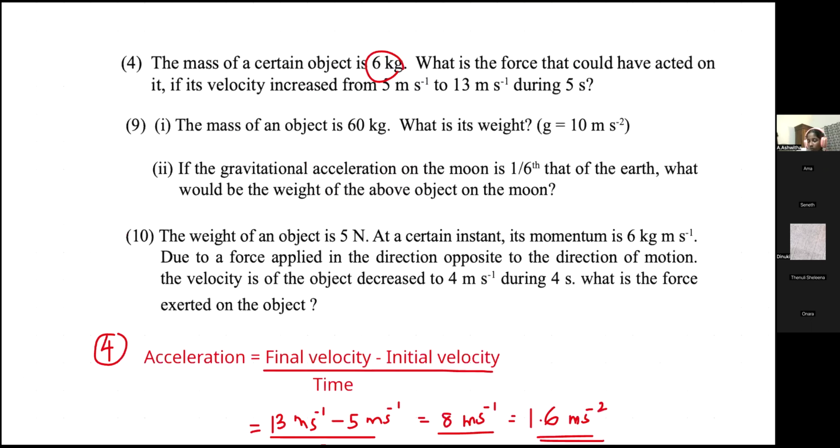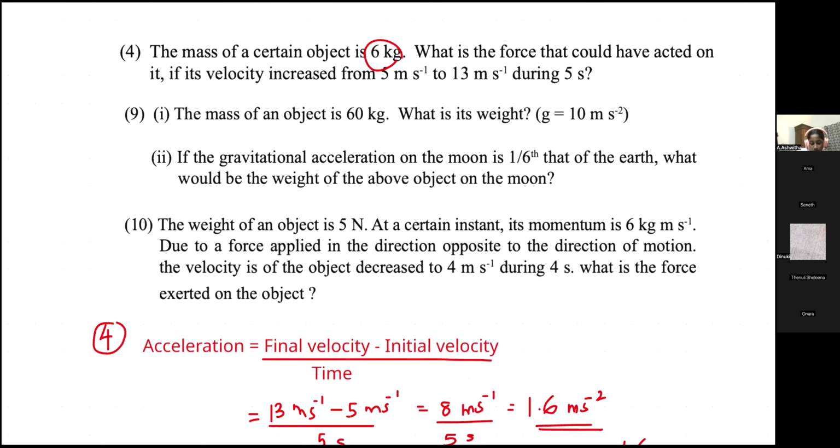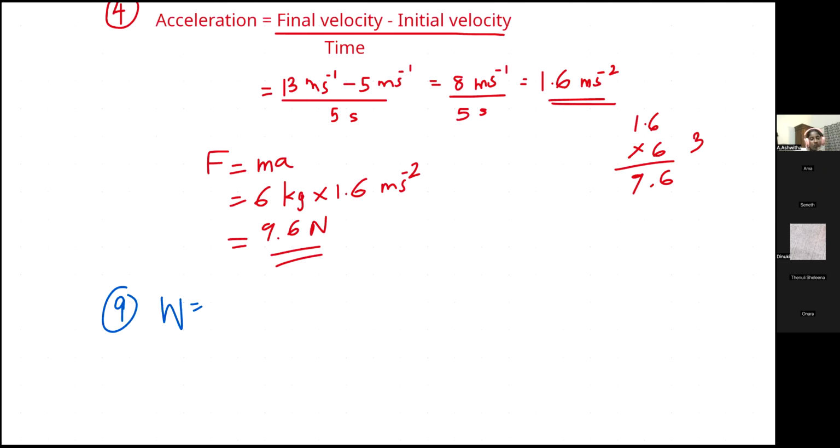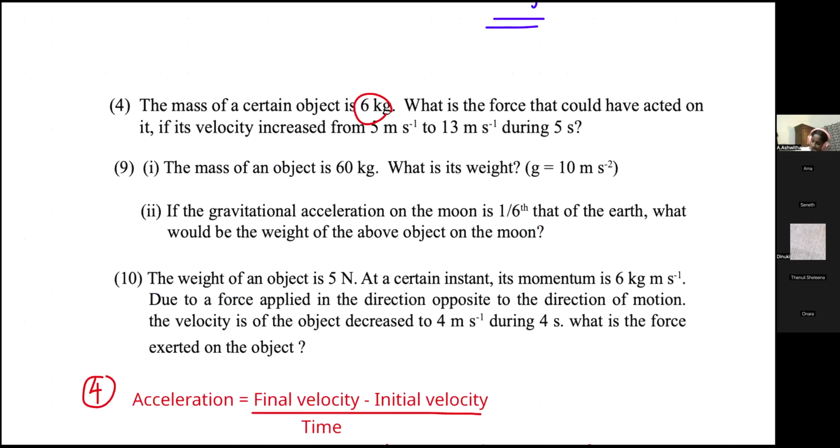The mass of an object is 60 kilograms. What is its weight? We know W equals mg. Mass is 60 kilograms. Gravitational acceleration, they have asked us to take 10 ms minus 2. So weight is 600 newtons, correct. If the gravitational acceleration on the moon is 1 over 6 that of the earth, what would be the weight of the above object on the moon?